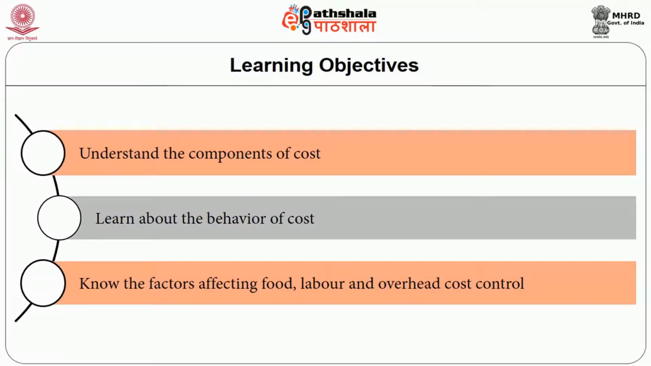Now, let us see the objectives. After studying this chapter, you will be able to understand the components of cost and learn about the behavior of cost and also know about the factors affecting food, labor and overhead cost control.